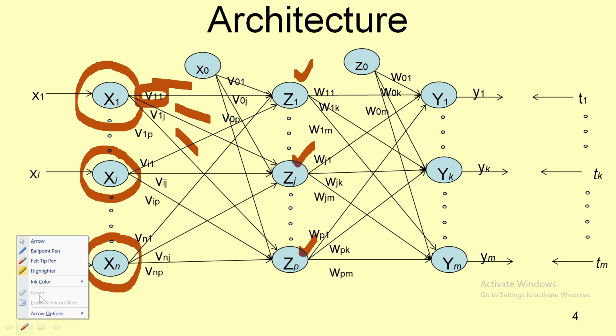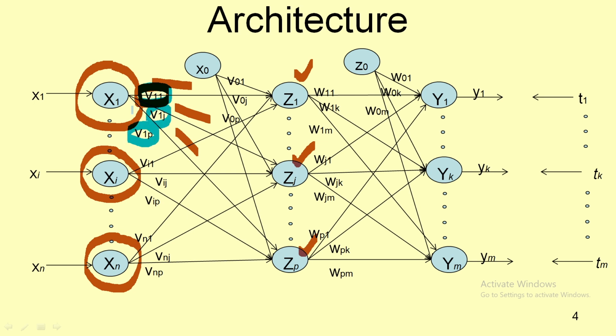Let me take a different pen color. Right, I can have this blue. See, you have the different weight values v11, v1j, v1p. That means the connection going from 1 to p will have a weight value v1p. The connection from 1 to zj will have the weight value v1j. The connection from 1 to 1 will have the weight value v11, accordingly for all the input nodes. This you should remember very clearly.